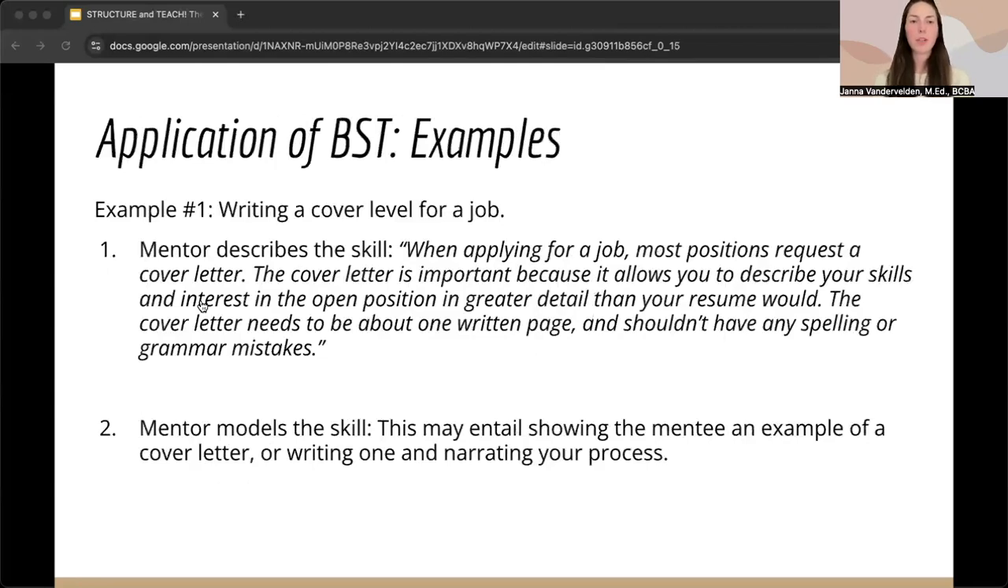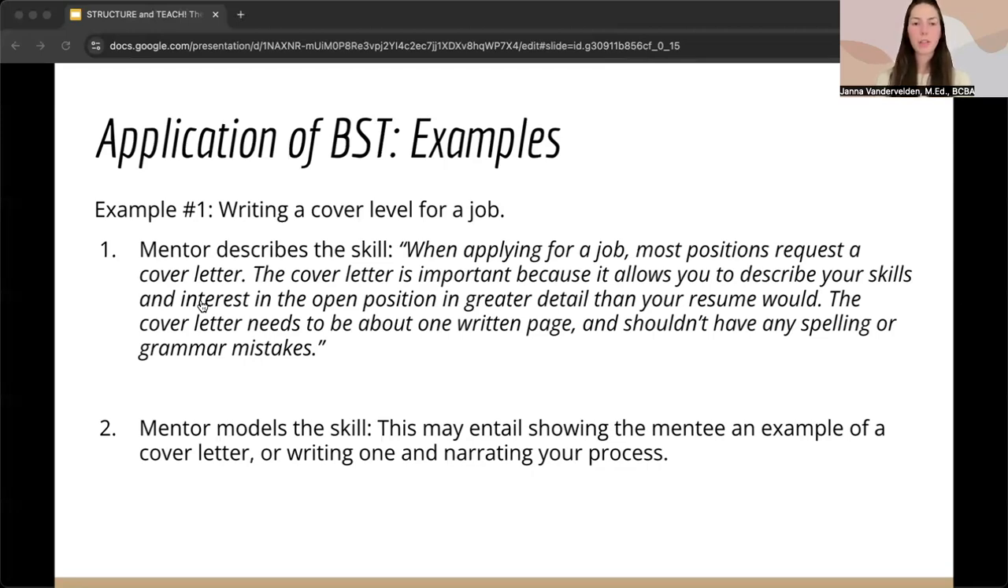BST can be used to teach a variety of skills, but one example relevant to mentoring might be writing a cover letter for a job. To apply the steps of BST, first the mentor would describe or provide a rationale for the skill. When applying for a job, most positions request a cover letter. The cover letter is important because it allows you to describe your skills and interest in the open position in greater detail than your resume would. The cover letter needs to be about 1 written page and shouldn't have any spelling or grammar mistakes.